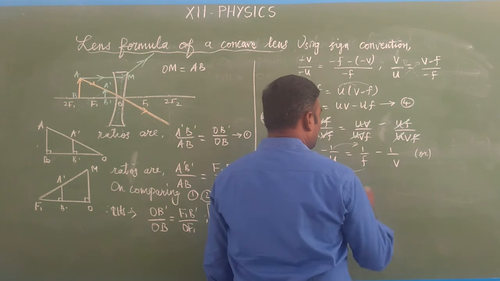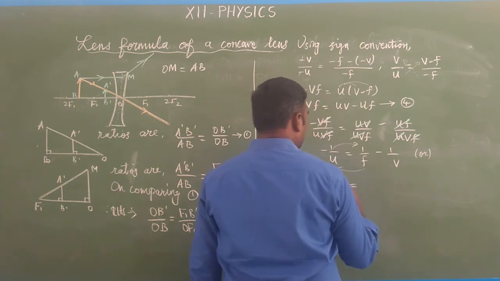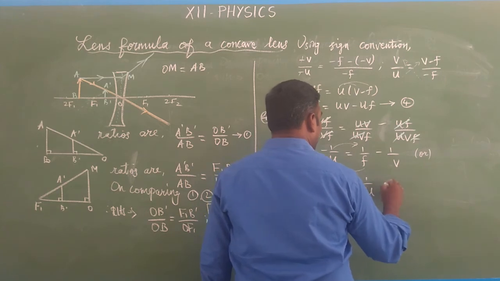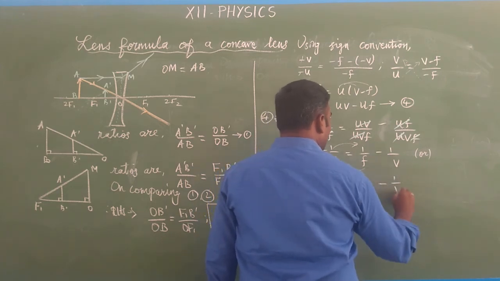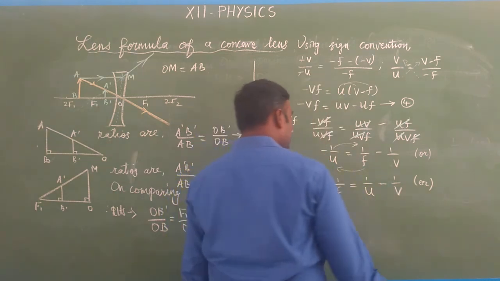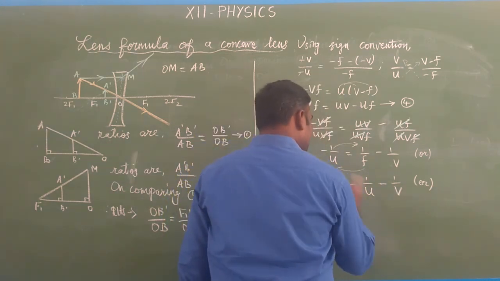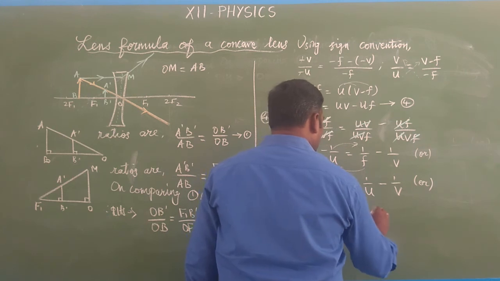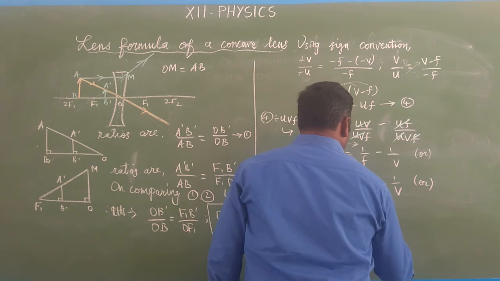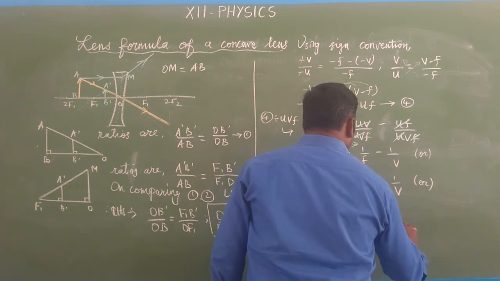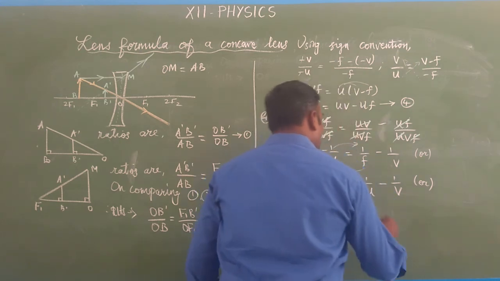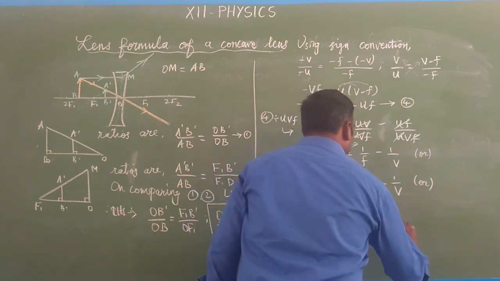Yes, minus you are transferring to that side. You will get 1 by U. Already minus is there, 1 by V, or commonly multiply minus on both sides. What you will get? Minus into minus cancel. So 1 by F, which is equal to 1 by minus U minus of minus V. So that only we can write it as 1 by V minus 1 by U.